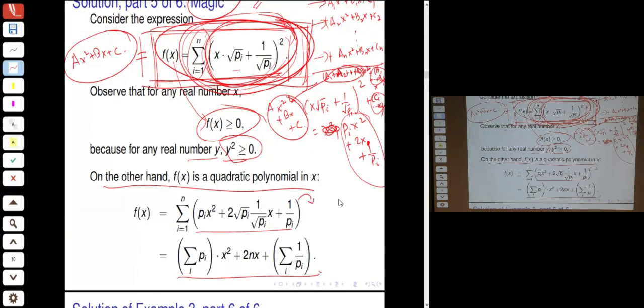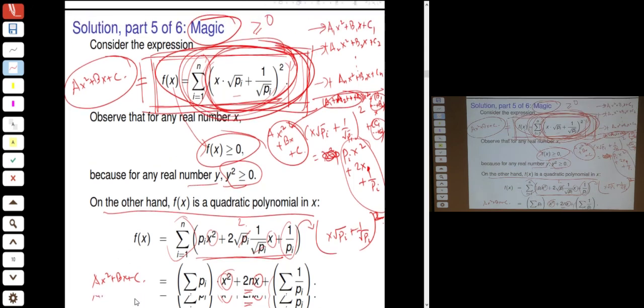So this is nothing but x times square root pi plus 1 over square root pi, whole square. So you expand the square, so you get this, and then you have the sum. So what you do is you collect the x squared terms together, the x terms together, and for each you get 2, so you get 2n, and then you collect the 1 over pi's together. Okay? So in other words, this is of the form ax squared plus bx plus c. Okay? Clear? Any questions?